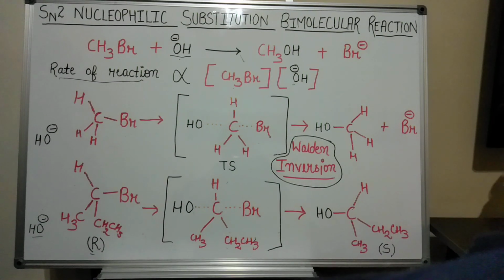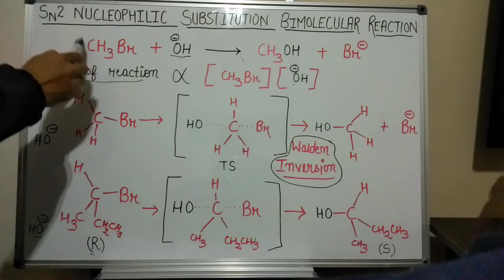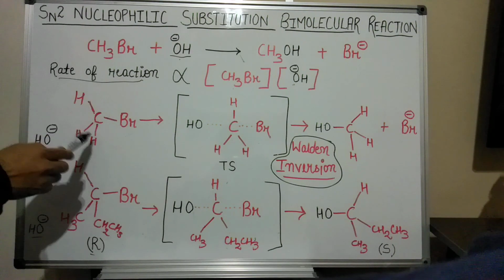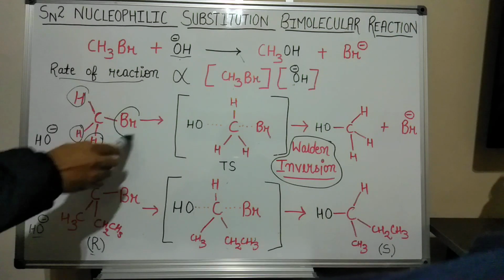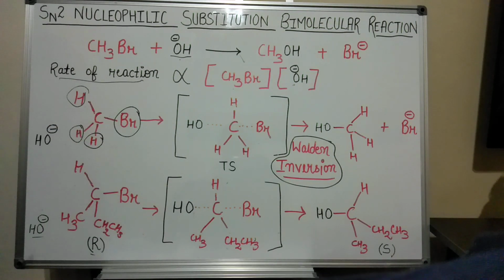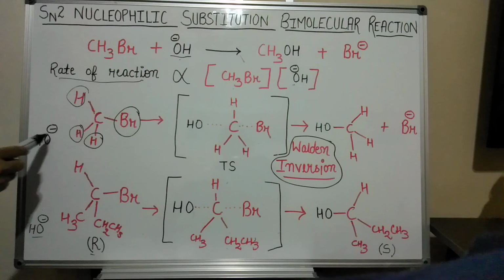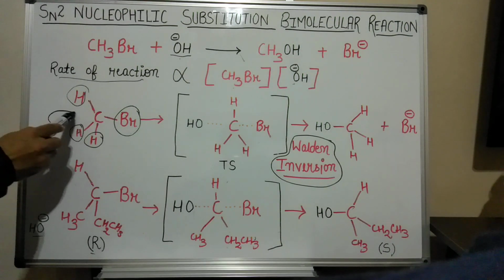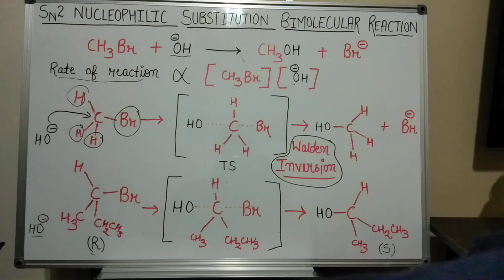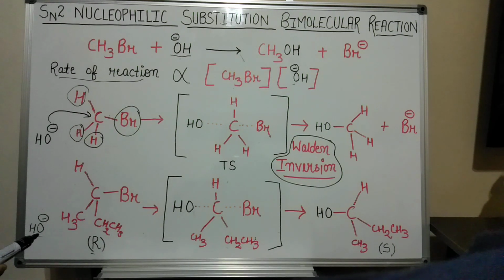In terms of its mechanism, which is also very interesting, let me show you how. I have shown methyl bromide in its skeletal formula where all the atoms around the carbon atom are arranged tetrahedrally. And this is your hydroxide ion. So I'm going to show you how it attacks on this carbon. So these are the two things which you need to understand.